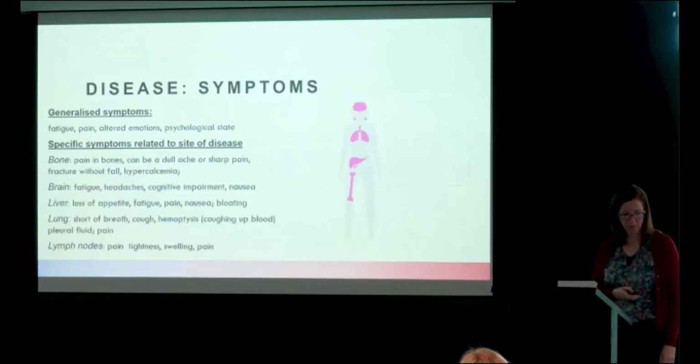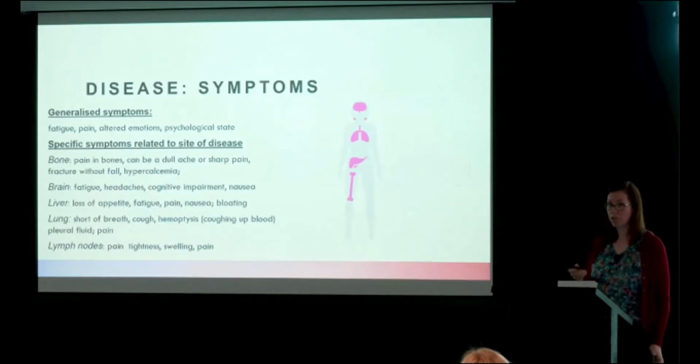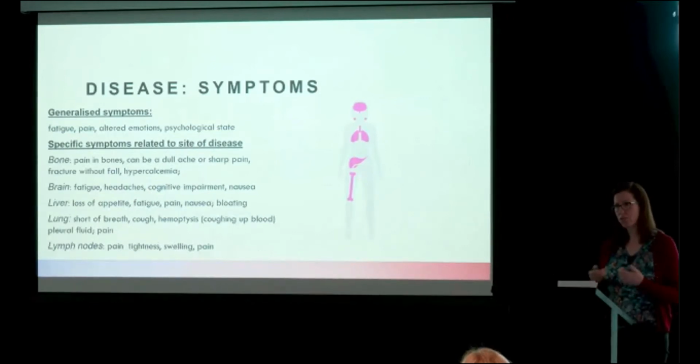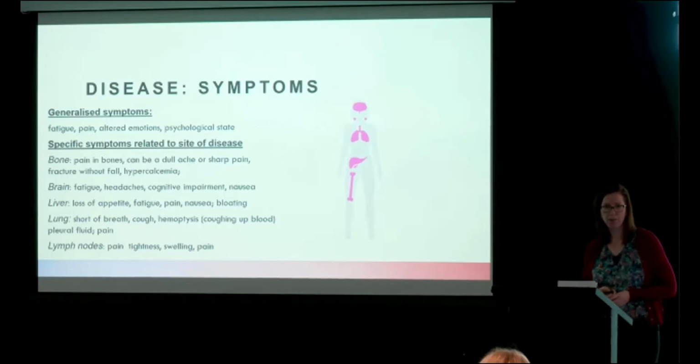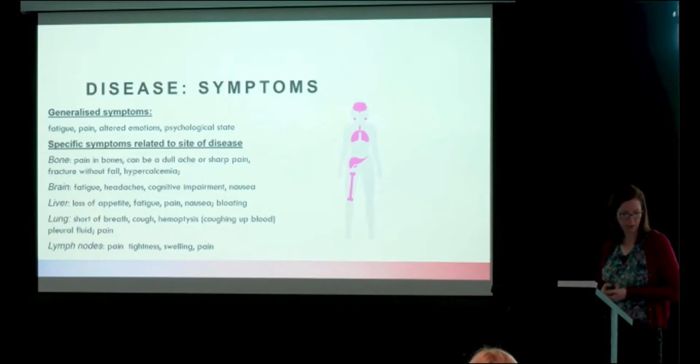So disease symptoms often overlap with side effects, and it's often difficult to differentiate between the two. Some general symptoms you may experience are pain or fatigue or emotional distress. Some specific symptoms are related to where your disease may have spread to, such as your bone. If you have bone disease, you may get pain. It may be acute, or it may be a more chronic, dull pain. If you've had a fracture, obviously that's going to be sharp pain.